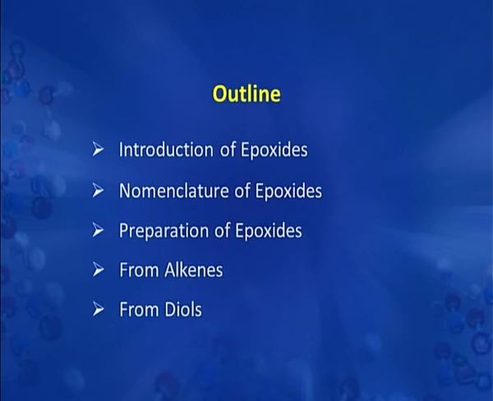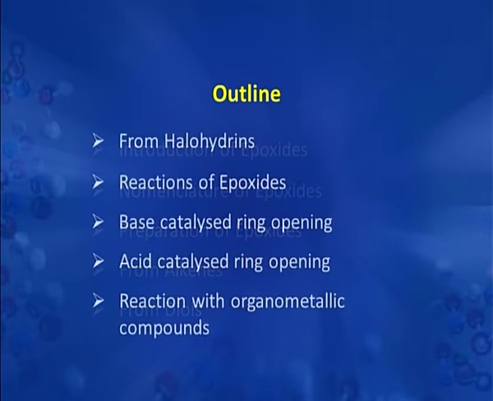First of all, we will discuss the introduction of epoxides, then nomenclature, their preparation, and the epoxides can be prepared from alkenes, they can also be prepared from diols, they can be prepared from halohydrins also. We will then discuss the reactions of epoxides and the main important reactions of cyclic ethers, that is epoxide, which are base catalyzed and acid catalyzed ring opening reactions. They also show some reactions with organometallic compounds.